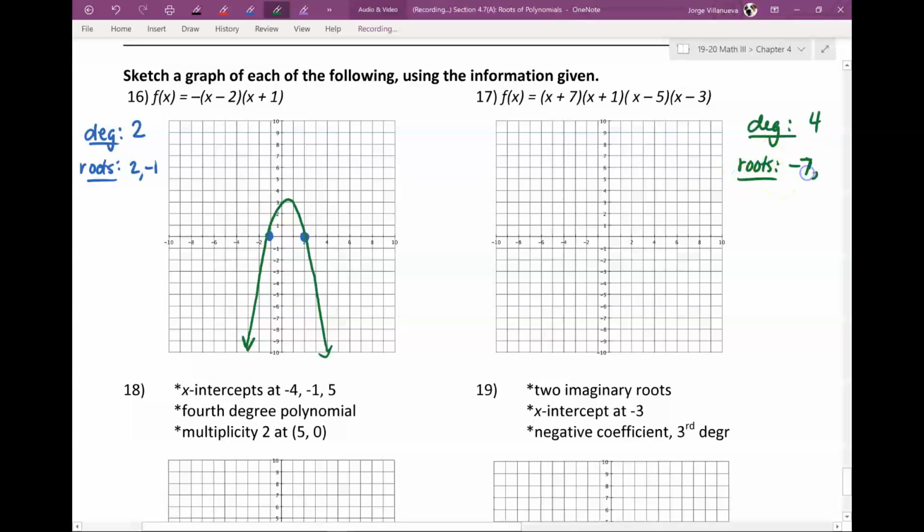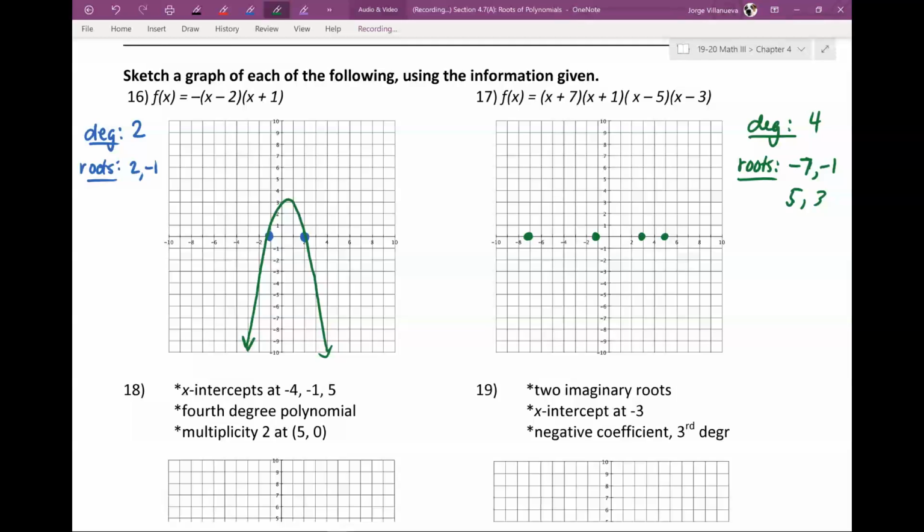-7. What else? -1. What else? 5 and 3. Okay, so I got 4 roots. Makes sense, right? And that's all by looking at those parentheses and solving for 0. So let's go to -7, -1, 5, and 3. Are all of these simple roots, or do any of these have multiplicity? No, these are all simple. That means I got to go through everything, right?